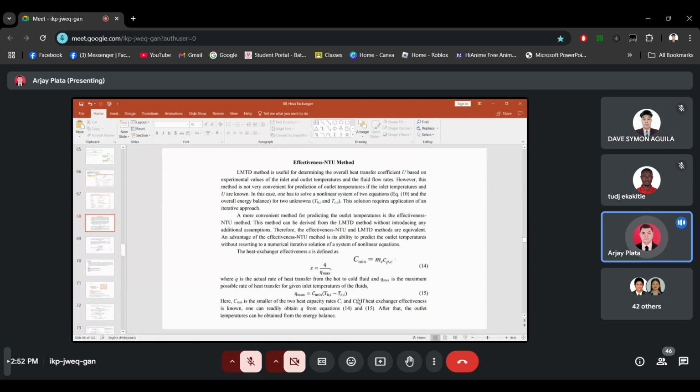Whichever is smaller. For example, we have two fluids, oil and water. If C of oil is greater than C of water, then the C minimum should be the C of water. The formula for C is mass flow rate times specific heat. So you have to find the values of the mass flow rate and the specific heat in the table of properties for you to be able to calculate the value of C min.